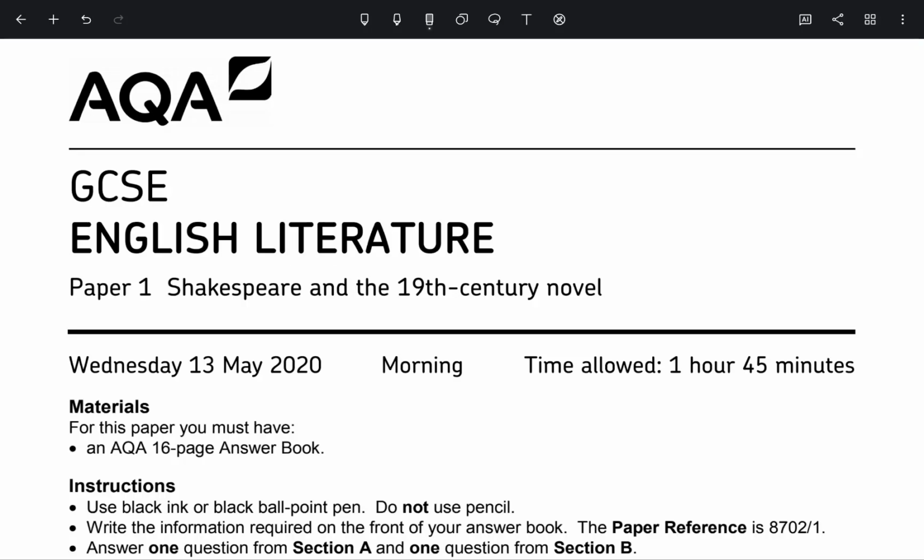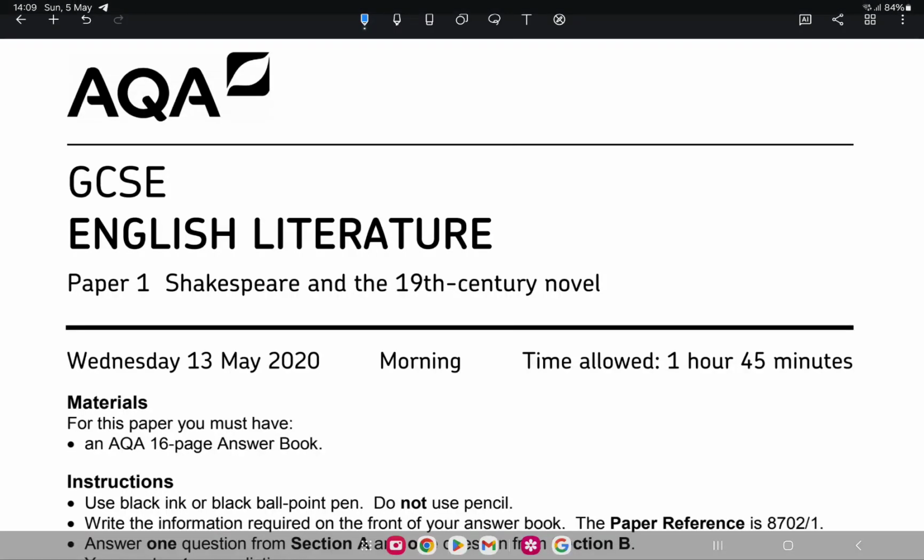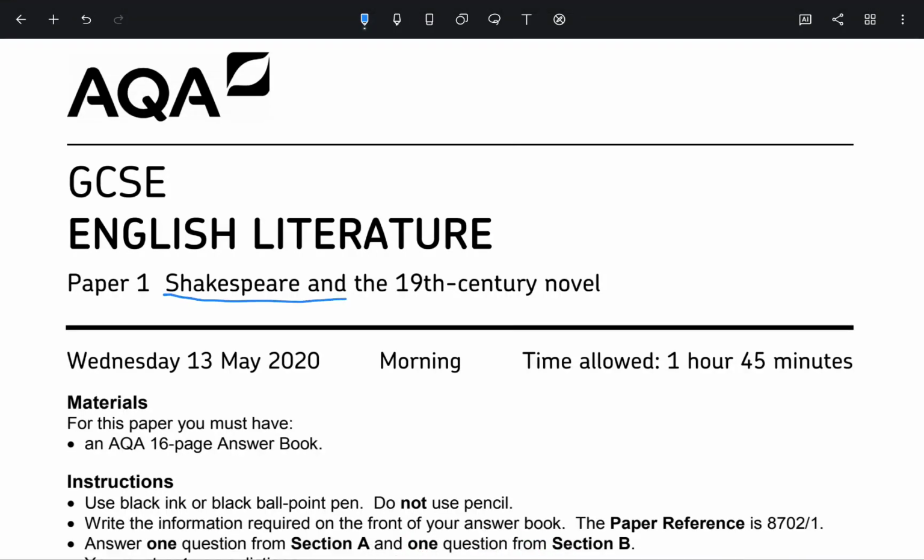Now, starting off with Paper 1, what is Paper 1 about? Paper 1, as you can see, it does state on the exam paper front page, you will have an exam on Shakespeare and a 19th century text. So your school will have covered one Shakespeare text and a 19th century novel. The exam will be 1 hour 45 minutes.